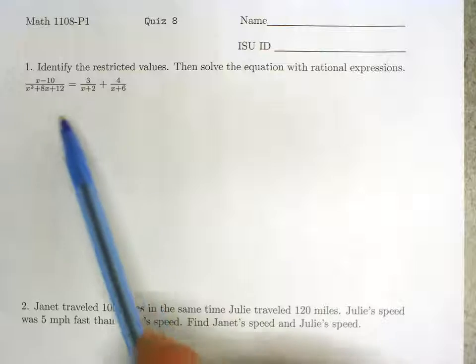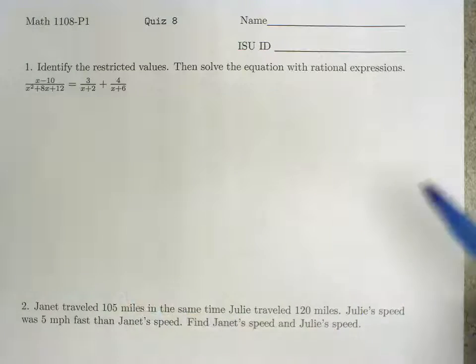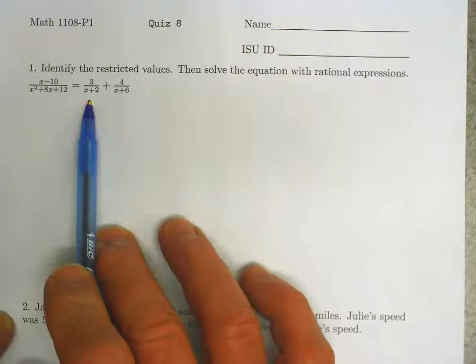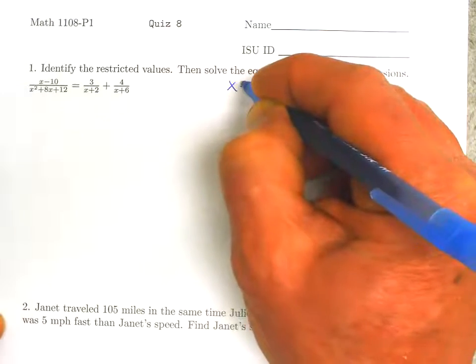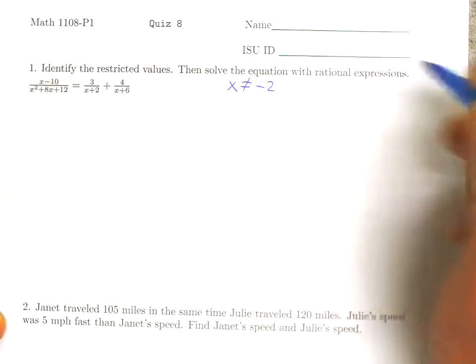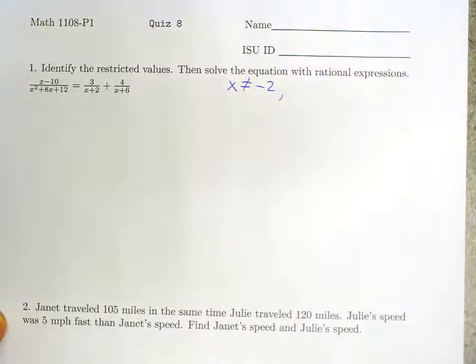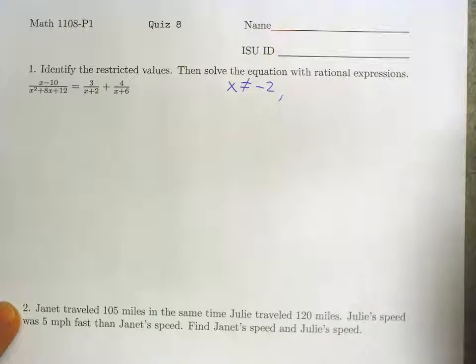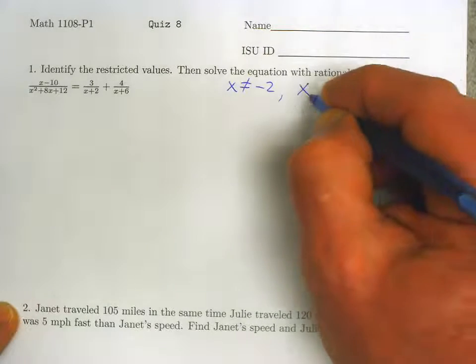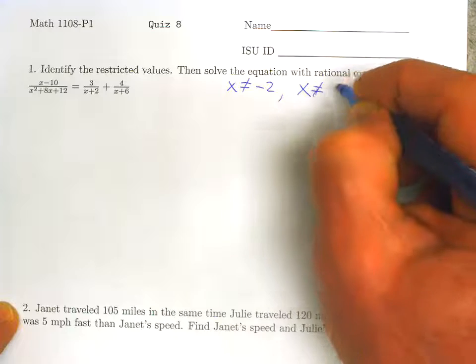Okay, so on this one, we identify the restricted values. x plus 2, that's 0 when x is negative 2. So we say x can't be negative 2. Negative 2 is restricted. x plus 6, that's 0 when x is negative 6. So the other restricted value is negative 6.